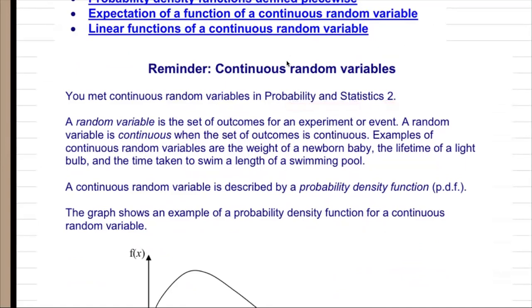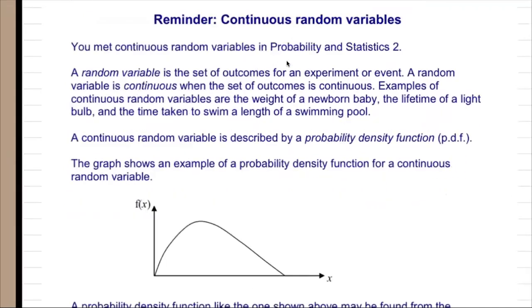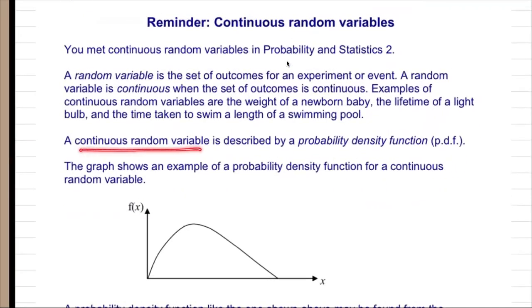A random variable is a set of outcomes for an experiment or event. A random variable is continuous when the set of outcomes is continuous. Examples of continuous random variables are the weight of a newborn baby, the lifetime of a light bulb, and the time taken to swim a length of a swimming pool. These are the examples. A continuous random variable is described by a probability density function.